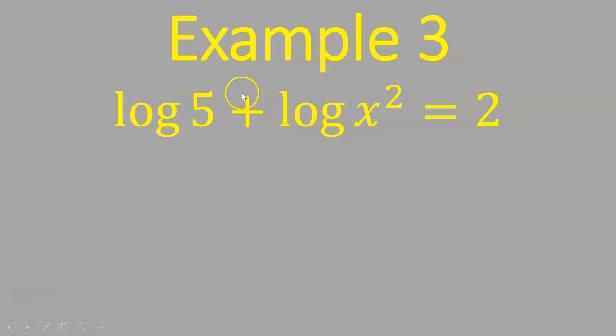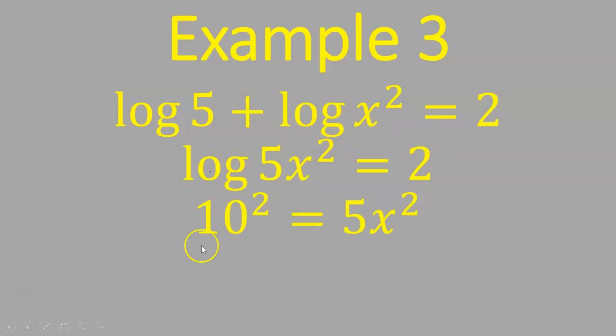Third example, again, you're adding 2 logs. Now here's a common log. That's log base 10. You don't visibly see the 10. If we're adding 2 logs of the same base, you can multiply the arguments, make it 1 log. So 10 squared, that 10 right there comes from right there. 10 squared is 5x squared. Now just solve it. 10 squared is 100.